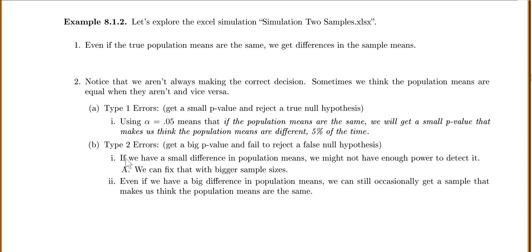There are some things to note here. If we have a small difference in population means, we might not have enough power to detect it. We can fix that with bigger sample sizes. So a small difference doesn't necessarily show up in our tests very easily, but if you get bigger sample sizes, even small differences will show up. Okay, and even if you have a big difference in population means, we still occasionally get a sample that makes us think our population means are the same.